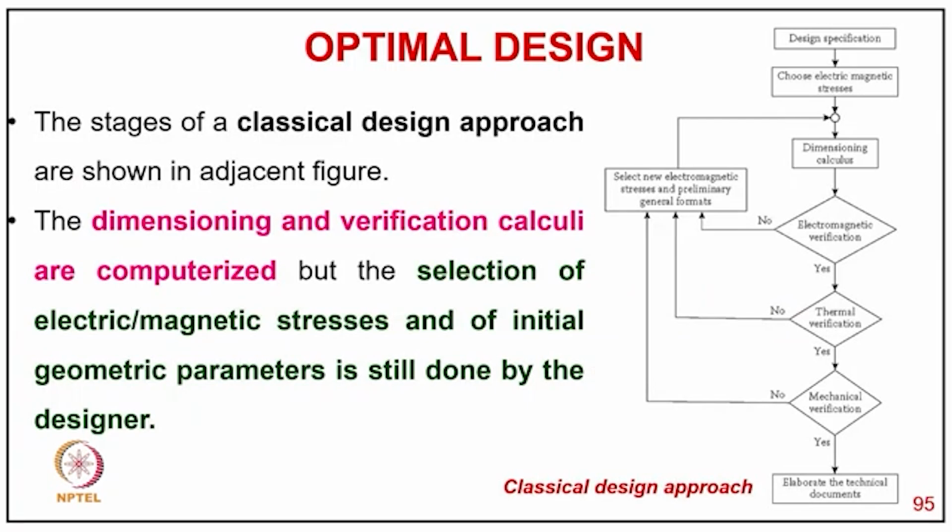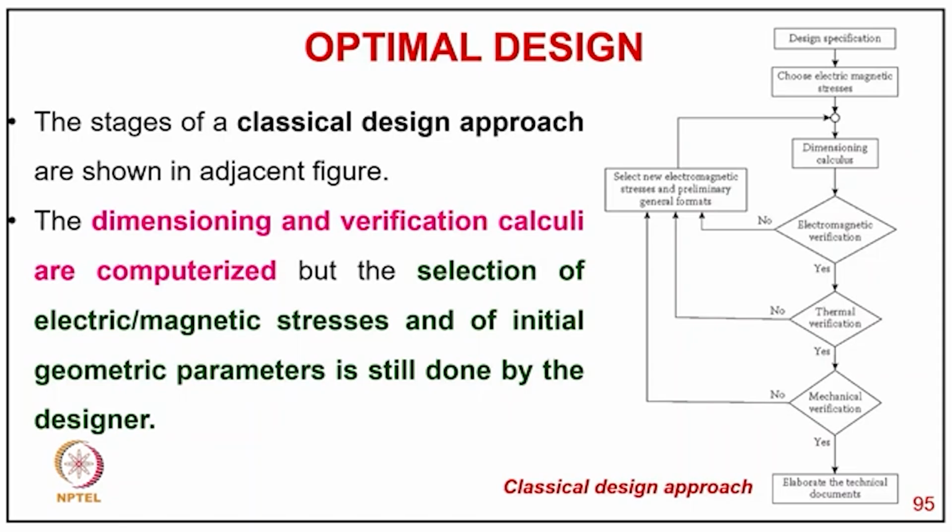So now coming to the typical stages of a classical design approach, as shown in the figure, the dimensioning and verification calculation of parameters and the selection of electric and magnetic stresses and initial geometry parameters is still done by the designer. Here is a typical example of the classical design approach, starting from design specification, then choose the electric and magnetic stresses, then go to dimensioning calculation and electromagnetic verification.